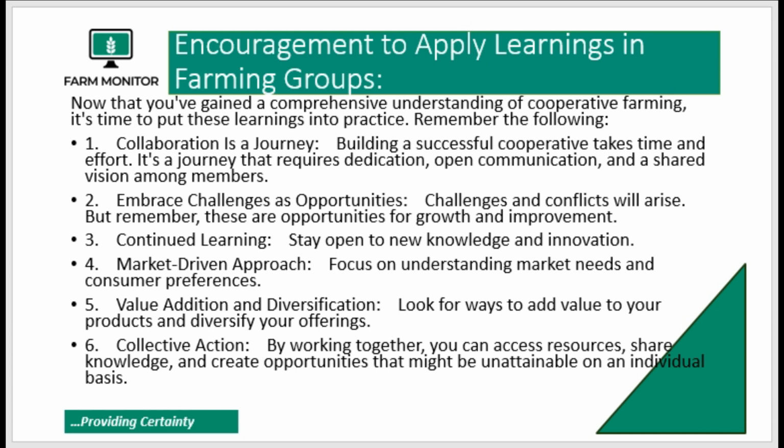Remember that you must embrace challenges as opportunities. Challenges and conflicts will arise, but the opportunities for growth and improvement may come in the form of challenges. Utilize conflict resolution techniques and open dialogue to address the issues constructively.